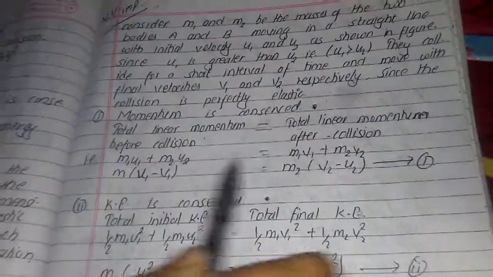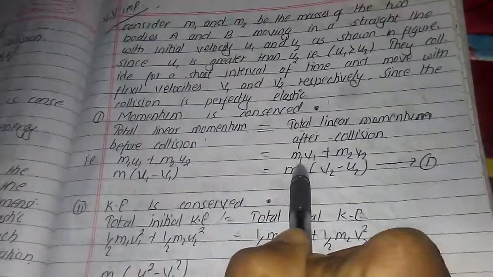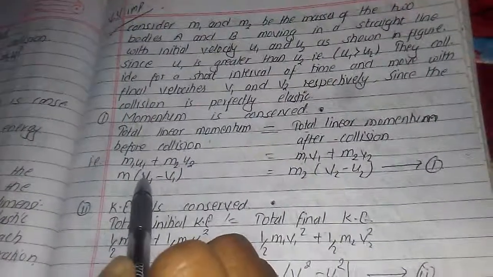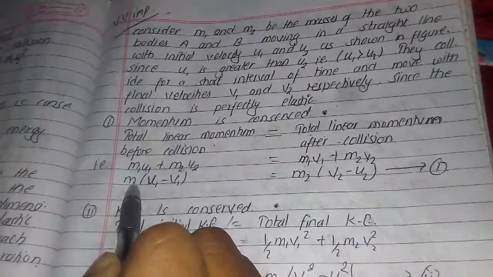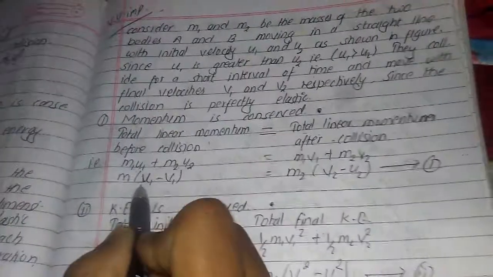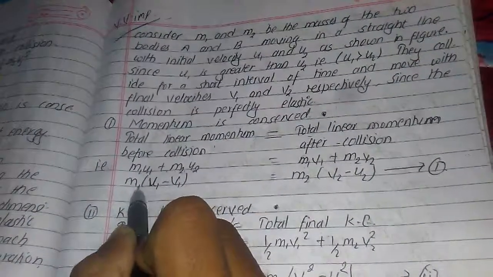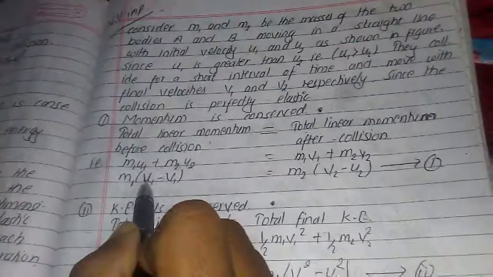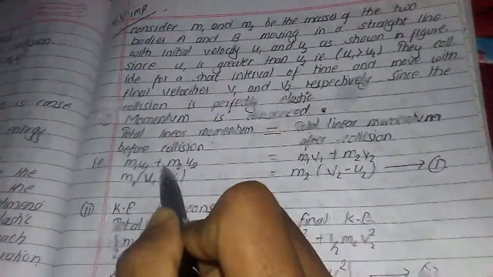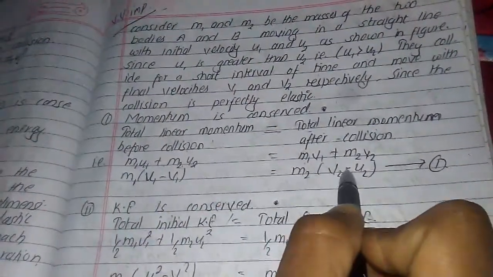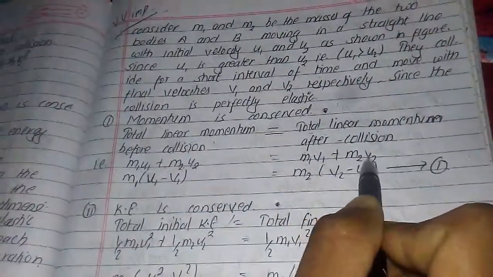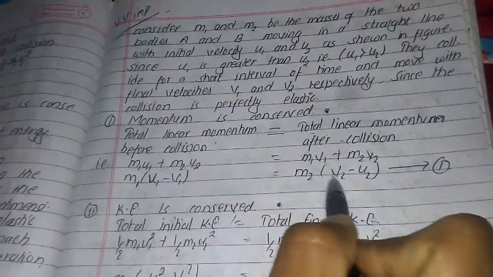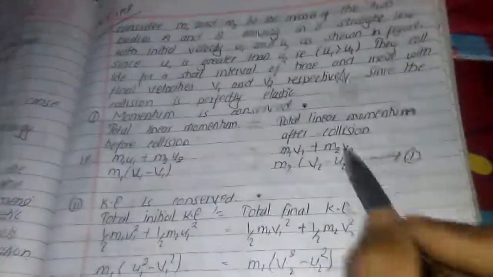Taking m1 to the left-hand side, we can take m1 common: m1 (u1 minus v1). And m2 goes to the other side, giving a negative sign, with m2 common: m2 (v2 minus u2). Now this is equation first.